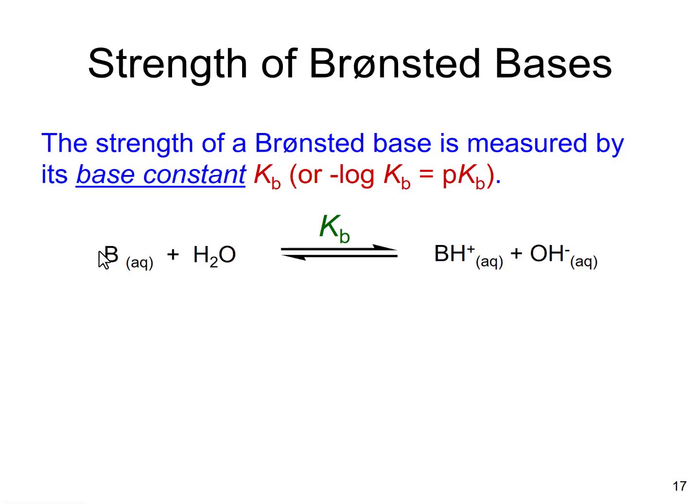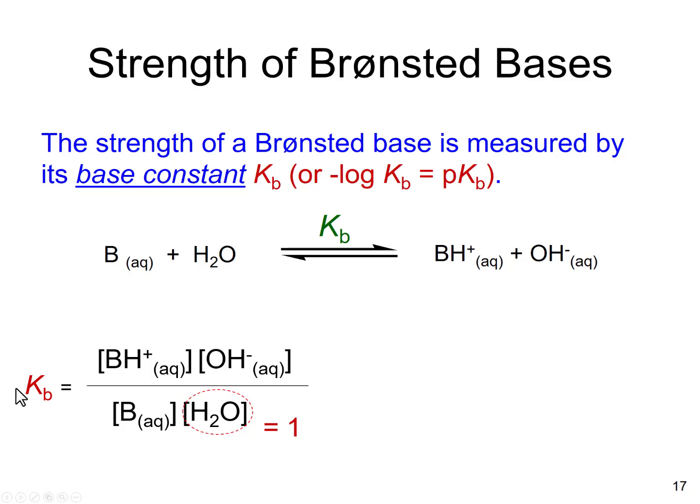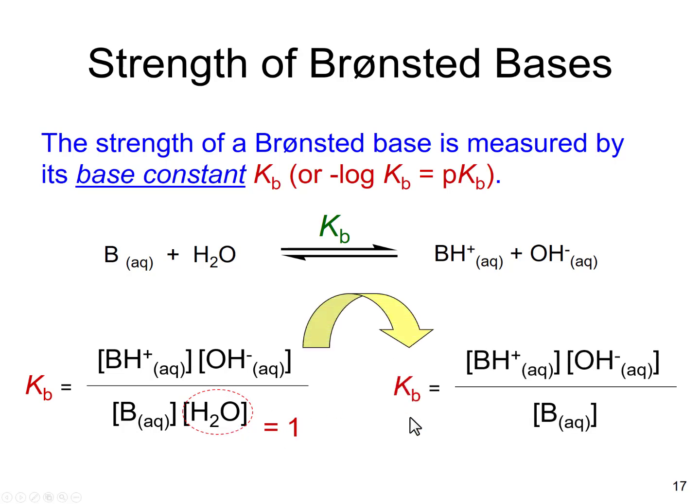So the same treatment applies to bases. A base here can receive a proton from water to form its conjugate acid and the hydroxide ion. And Kb would be the equilibrium constant for this base reaction. And so Kb can be treated in the same way, the concentration of the products divided by the concentration of the starting materials. And again, you can equalize the water concentration to 1 and you get a simpler version of Kb. And again, the larger Kb, the stronger is my base.